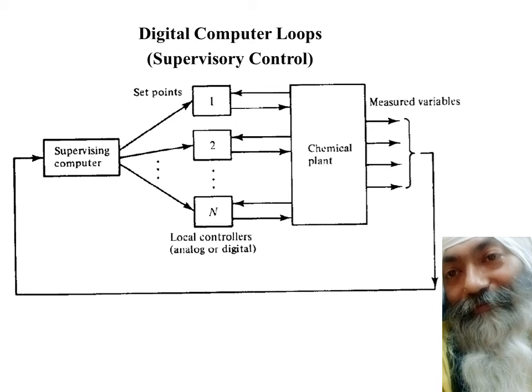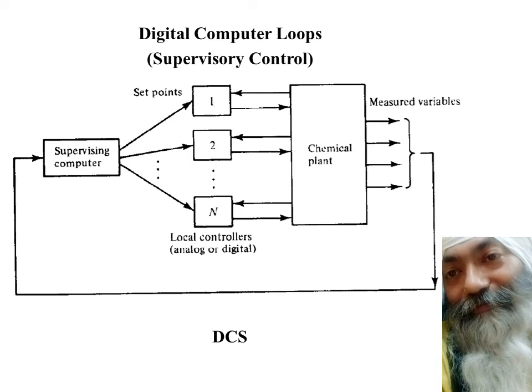Friends, this is how we implement digital computer loops in industries. But in addition to that, we shall also be studying in due course of time what is called a distributed control system. Right now, we have just focused on direct digital control, what we call DDC, and we had just a glimpse of what is called supervisory control. But in due course of time, we will be going for what is called DCS, or distributed control systems.